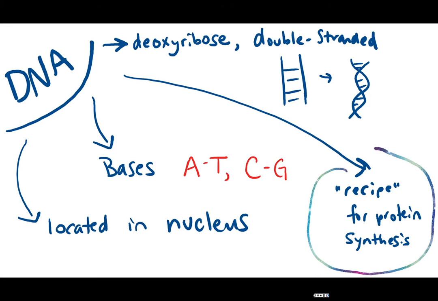And the job of the DNA is really to be the recipe, to have the instructions, to have the code for how to make the proteins or for protein synthesis. This is your hereditary molecule. This is the molecule that you're passing on to your offspring. This is the molecule that you got half of your DNA from your mom and half of your DNA from your dad.